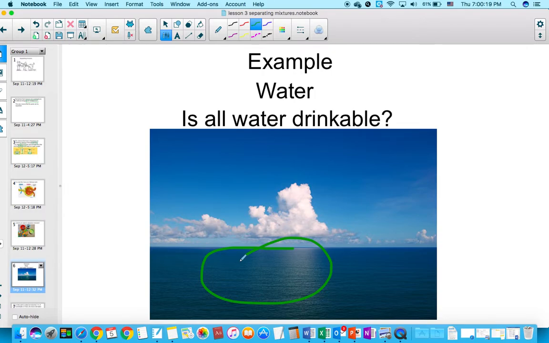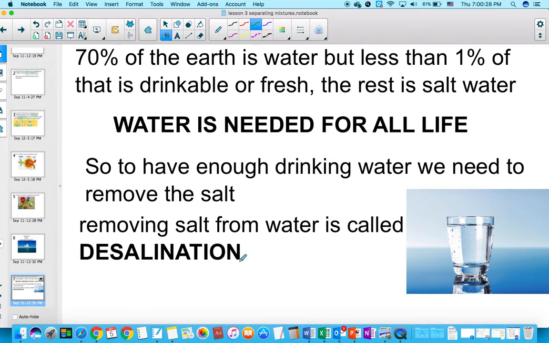But the world needs water. So in order to make enough water for the rest of the world, you need to be able to separate the salt from the water. 70% of the earth is water, but less than 1% of it is drinkable or fresh. The rest is salt water.